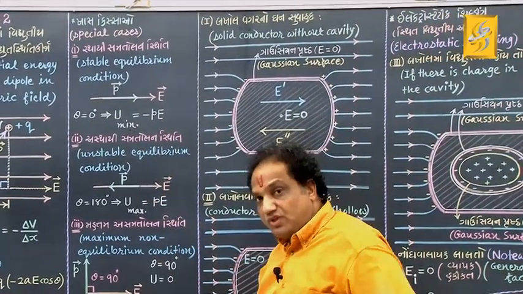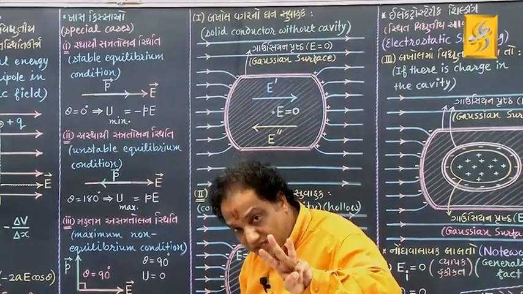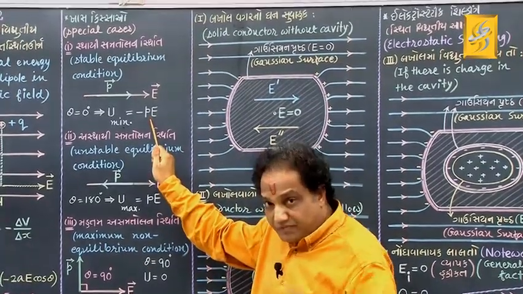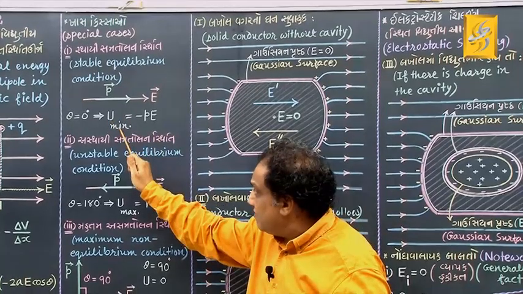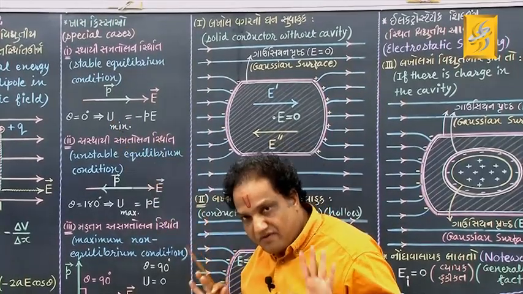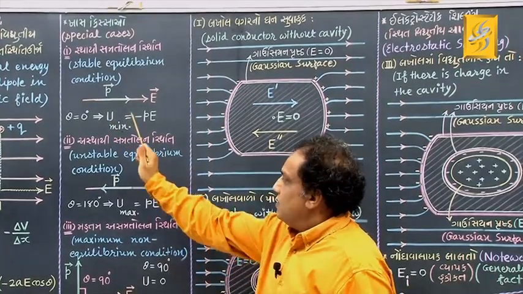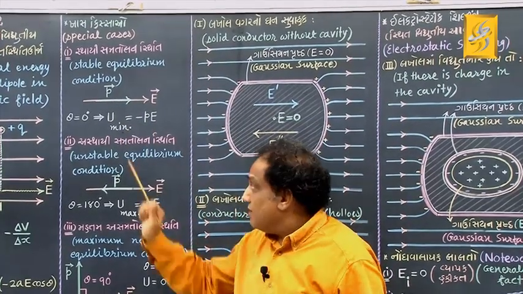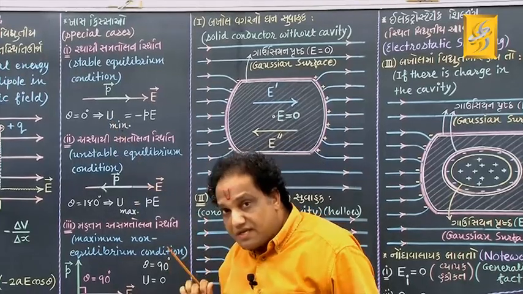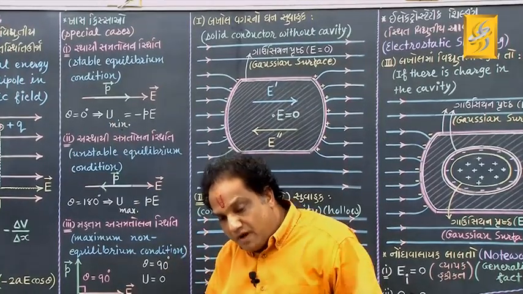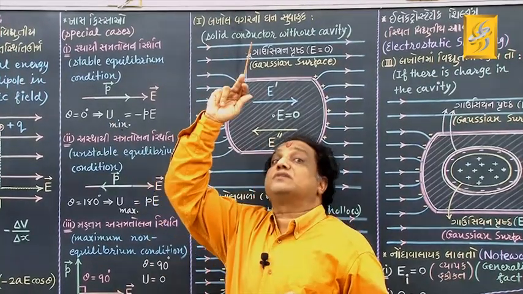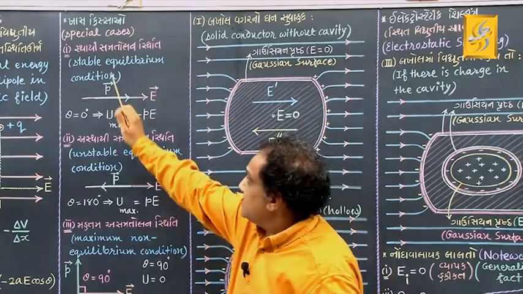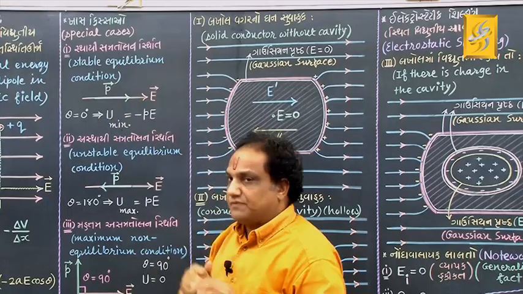Here we are going to have 3 values of electric potential energy. Among those 3 values, this is found to be minimum. That's why I am writing here U minimum, okay, fine. Now, in this condition, this electric dipole has minimum potential energy. When potential energy is minimum, stability will be maximum, correct? And that's why we call this condition stable equilibrium condition.